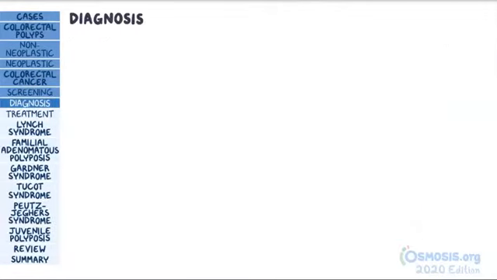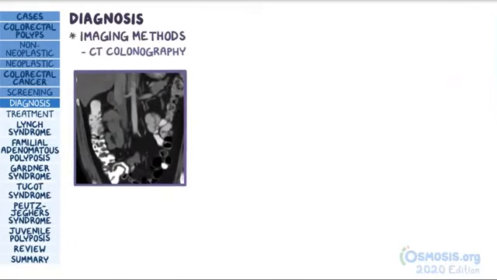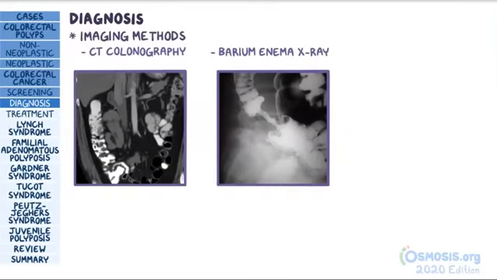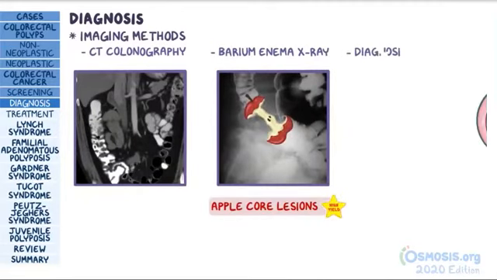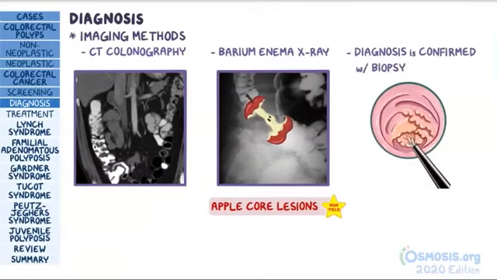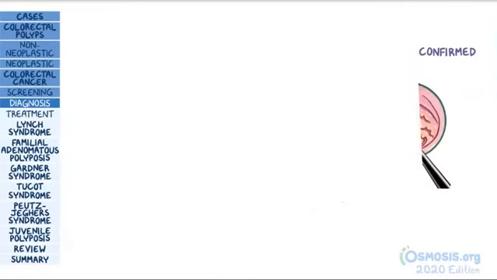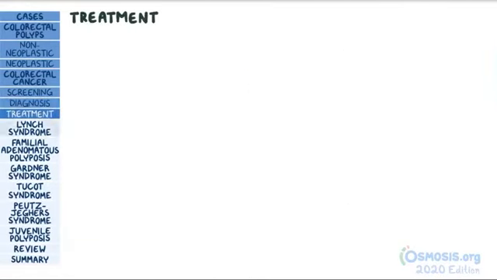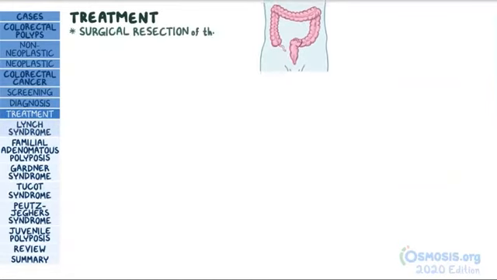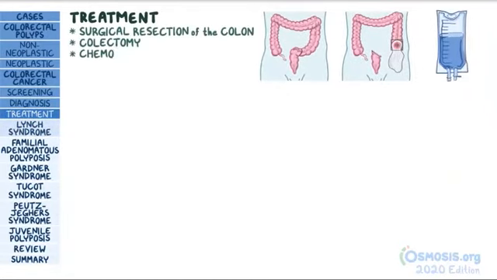Now, diagnosis of colorectal cancer, just like screening, includes visualization methods, like colonoscopy and flexible sigmoidoscopy, but it also includes imaging methods, like CT colonography and barium enema X-ray, which might show apple core lesions. But don't forget, diagnosis is confirmed with biopsy. As far as treatment goes, colorectal cancer can be treated with surgical resection of the colon, colectomy, and chemotherapy.